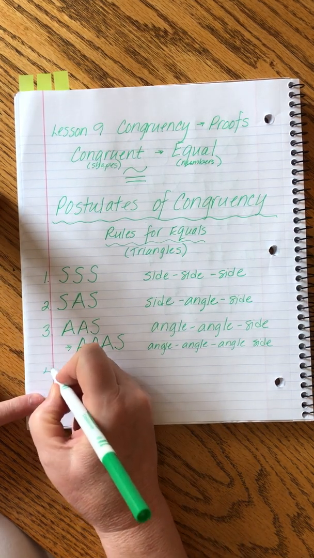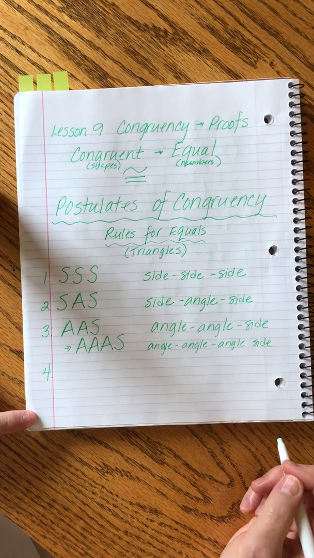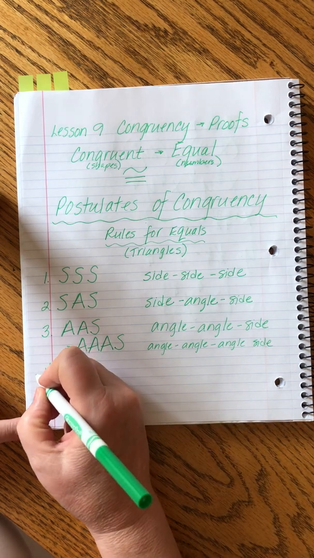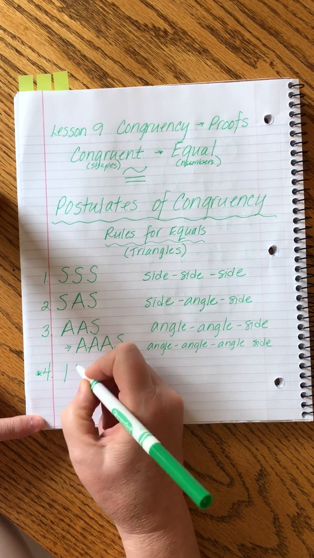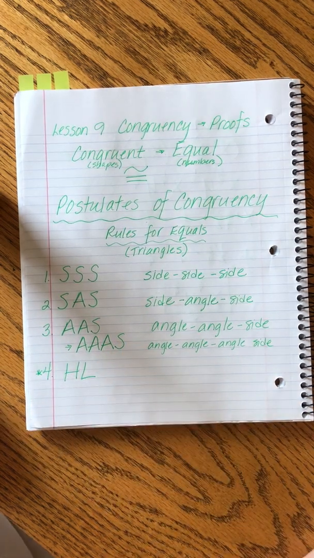The 4th rule is for right triangles only. And this one is called hypotenuse leg.